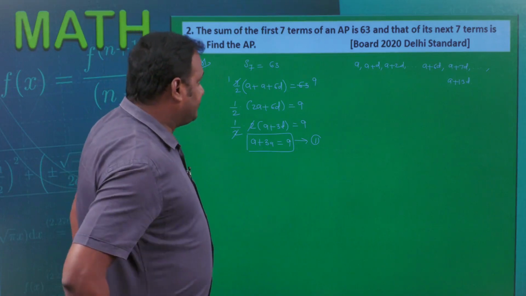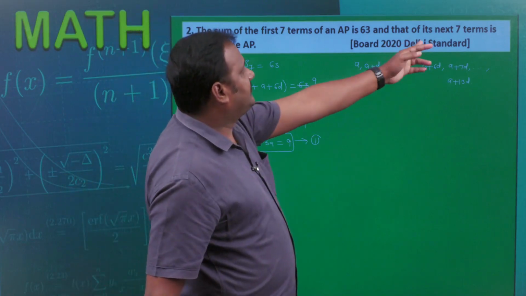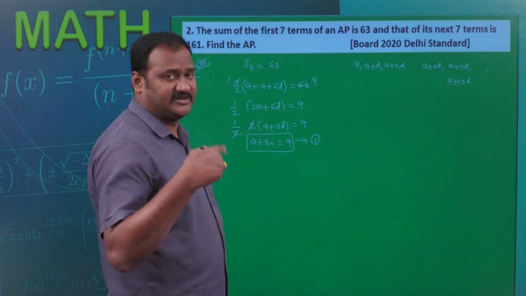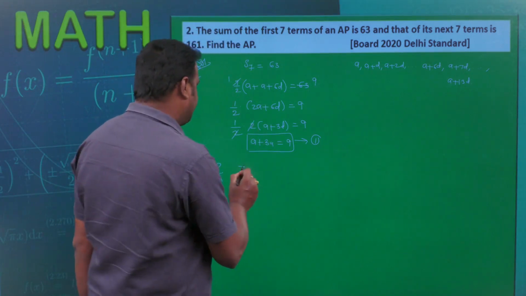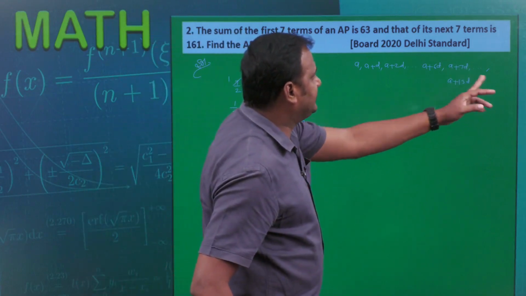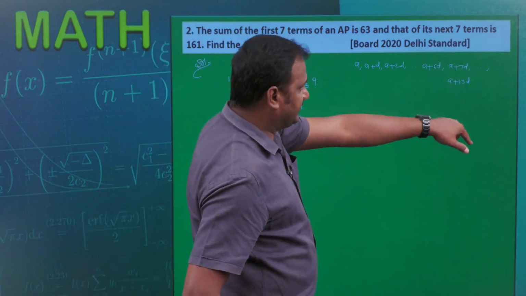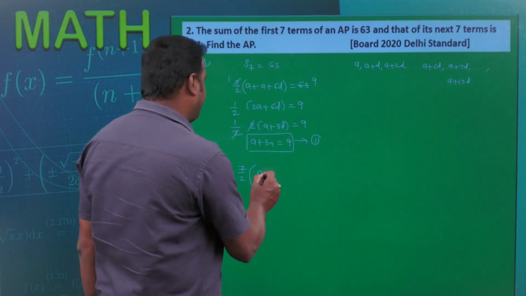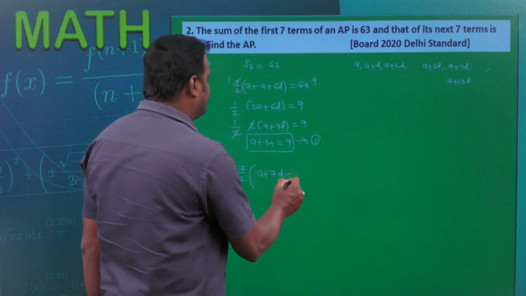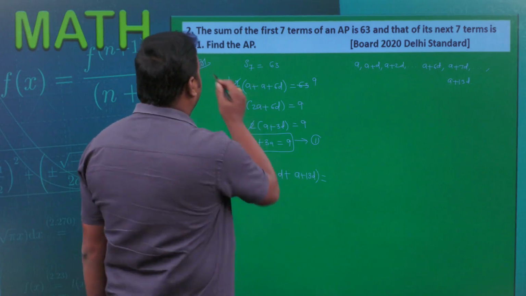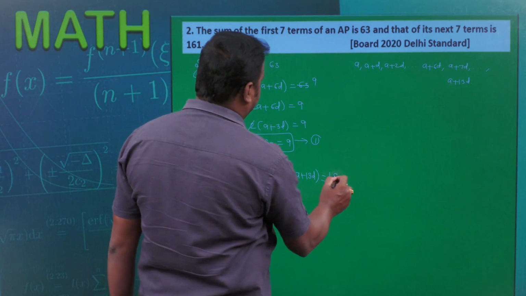And coming to the second information, what is that? The sum of the next 7 terms. Again there are 7 terms, so that is 7 divided by 2 into the first term plus the last term. What is the first term here? It is the 8th term to the 14th term. The 8th term is A plus 7D, and the 14th term is A plus 13D, which is equal to 161.